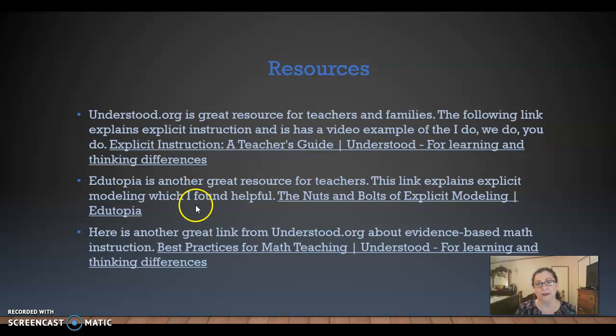And this link explains explicit modeling, which I found to be helpful and complementary to what we were learning this module. And another one that I found to be helpful is the about the evidence-based math instruction, and I thought that was really complementary to the module that we had for this week.